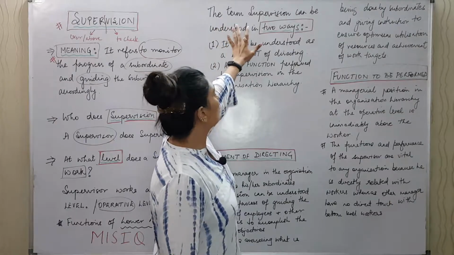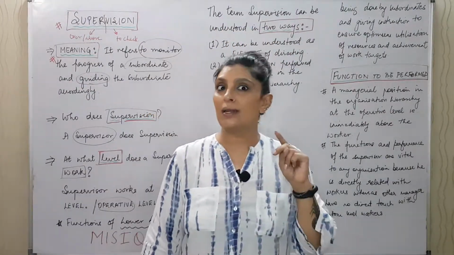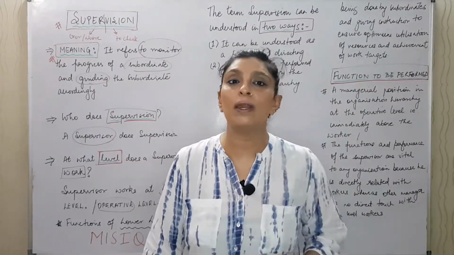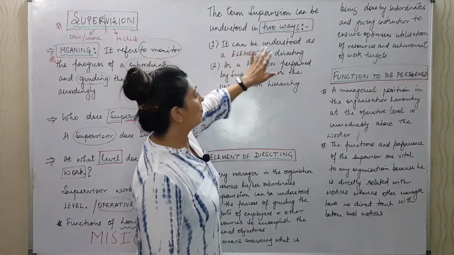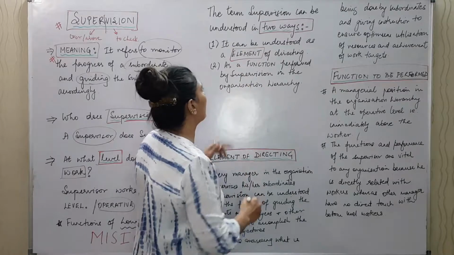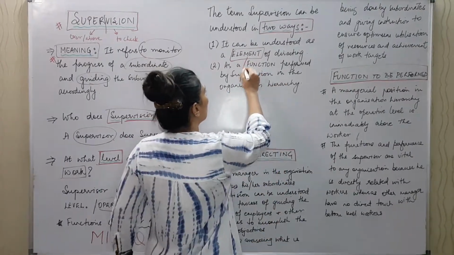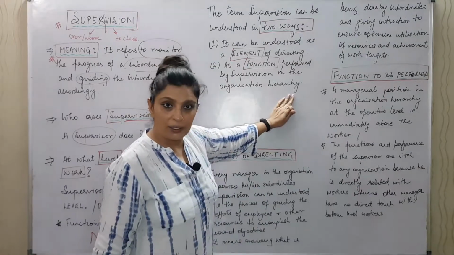After that, there is a question which has to be learned. The term supervision can be understood in two ways: one as an element of directing, and second as a function of management. It can be understood as an element of directing, like I've written here, and as a function performed by the supervisor in the organization hierarchy.